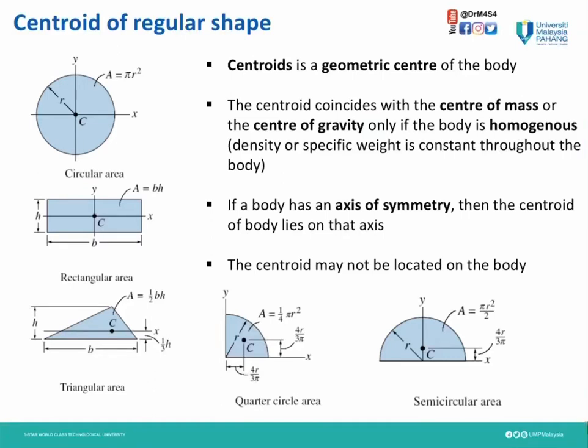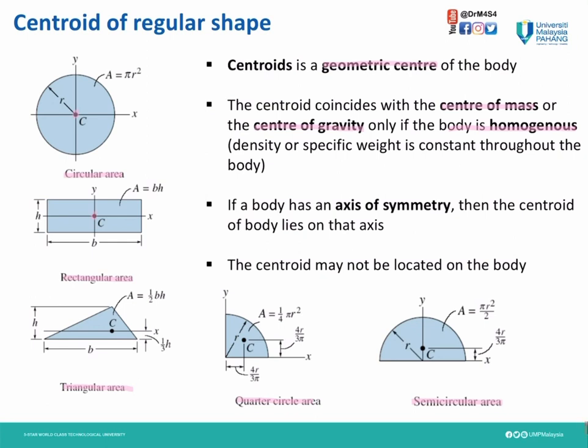Next, we're going to continue with the centroid for regular shapes. The centroid is the geometric center, and it coincides with the center of mass and center of gravity. As you can see here, some examples of regular shapes are the circle, rectangle, triangle, quarter circle, and semicircle. The centroid for the circle is at the middle. Also, for the rectangle, you can see the centroid C at the middle as well.